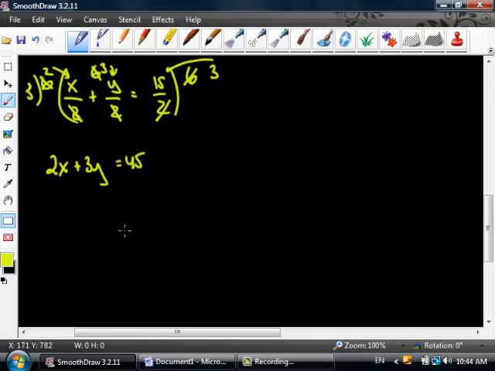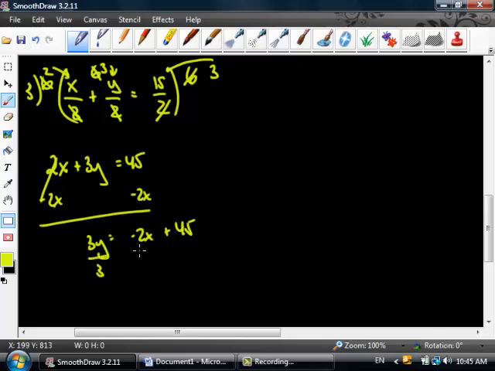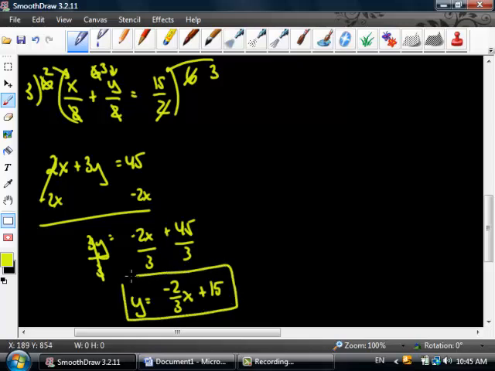Now from here, some people decided to switch forms. That's not a big deal. I'm going to go and subtract 2x from both sides. 3y equals negative 2x plus 45, and now I'm going to divide by 3 everywhere. So my final equation is y equals negative 2 over 3x plus 15. Raise your hands if you got that far on the problem. Excellent. That's the hardest part of the problem right there. The second hardest part is to make sure you draw a graph that scales up to 15.